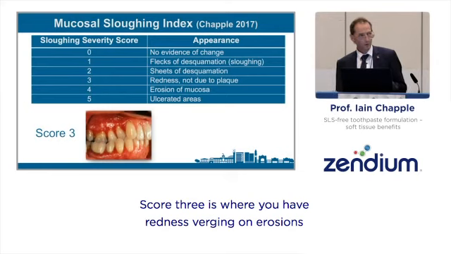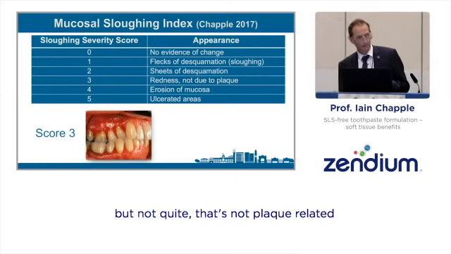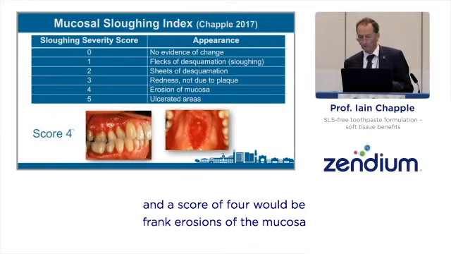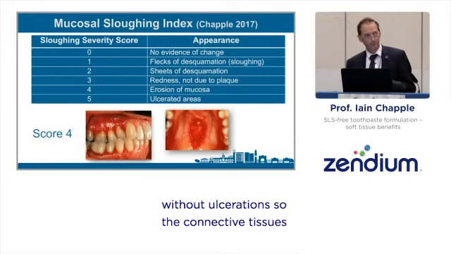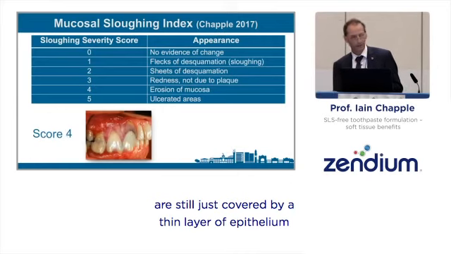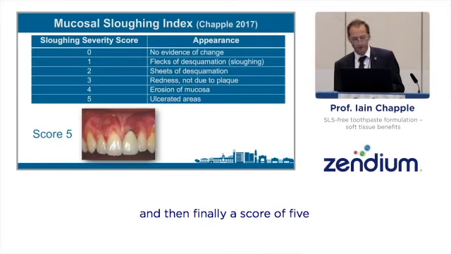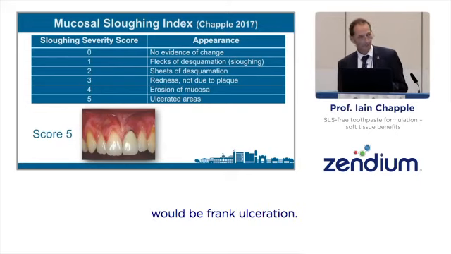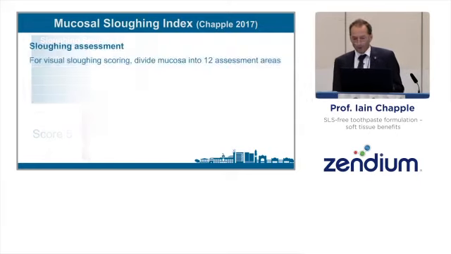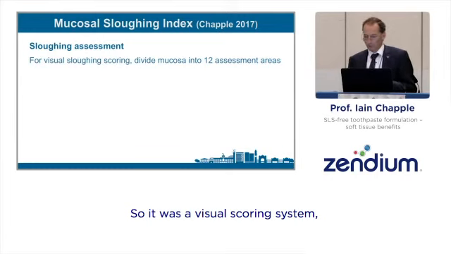Score 3 is where you have redness verging on erosions, but not quite, that's not plaque related. And a score of 4 would be frank erosions of the mucosa without ulceration, so the connective tissues are still just covered by a thin layer of epithelium. And then finally, a score of 5 would be frank ulceration. So it was a visual scoring system.